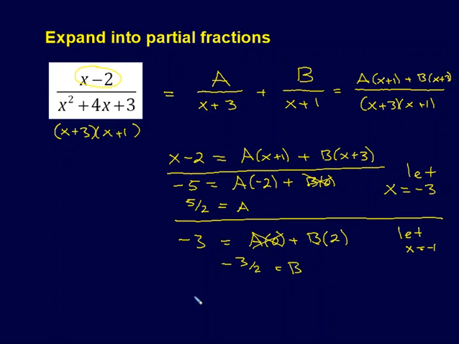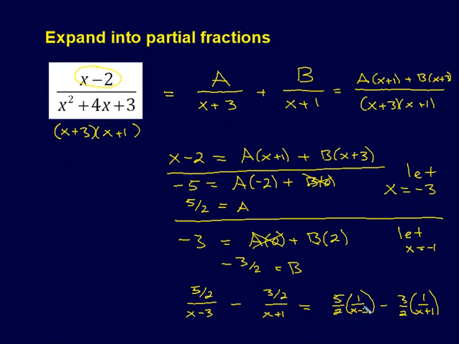So now my two partial fractions are 5 halves over x plus 3 and minus 3/2 over x plus 1. Now I would probably write this another way yet, like maybe I would multiply it like this: 5/2 times 1 over x plus 3, and then minus 3/2 times 1 over x plus 1.